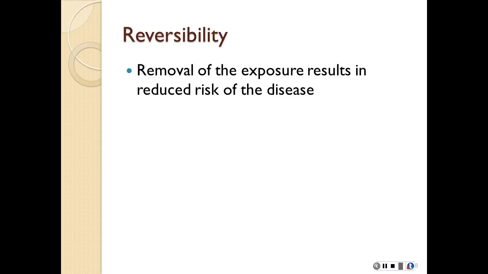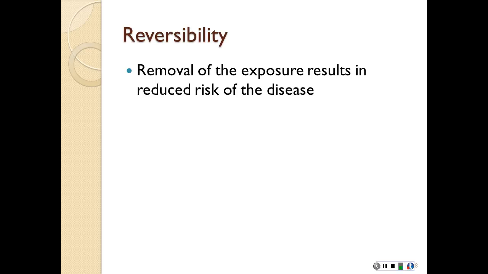Reversibility. This simply means that if you take the exposure away, then you find a reduced risk of disease. So when the exposure is present, you have an increased risk. If those people that were at an increased risk, you take the exposure away, now they're no longer at an increased risk, they're at a decreased risk. You have stronger support that the exposure causes the disease.